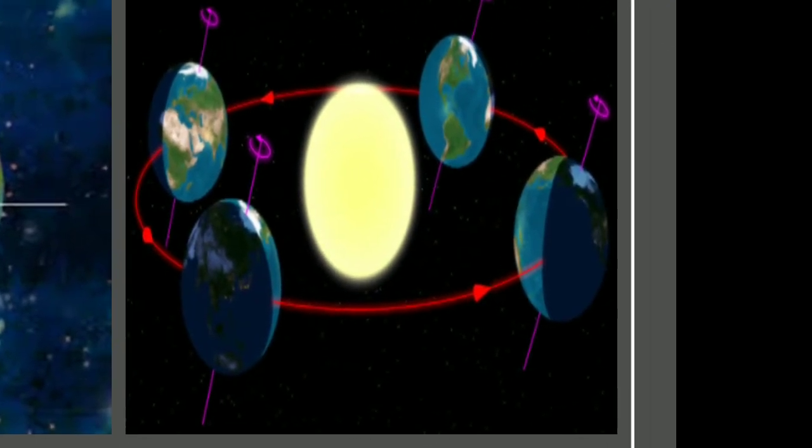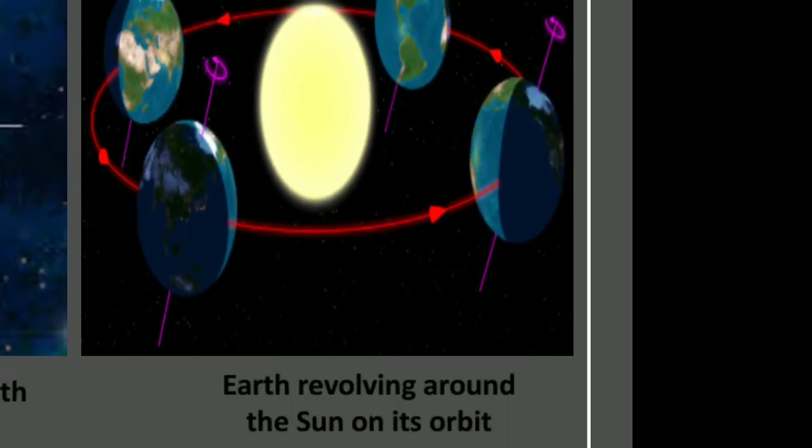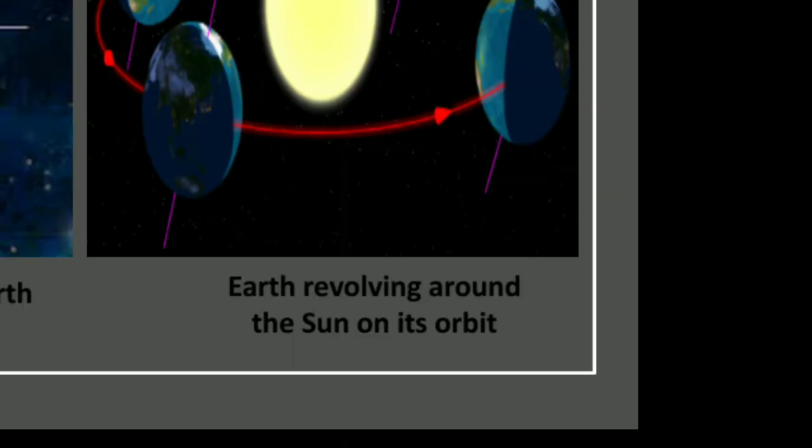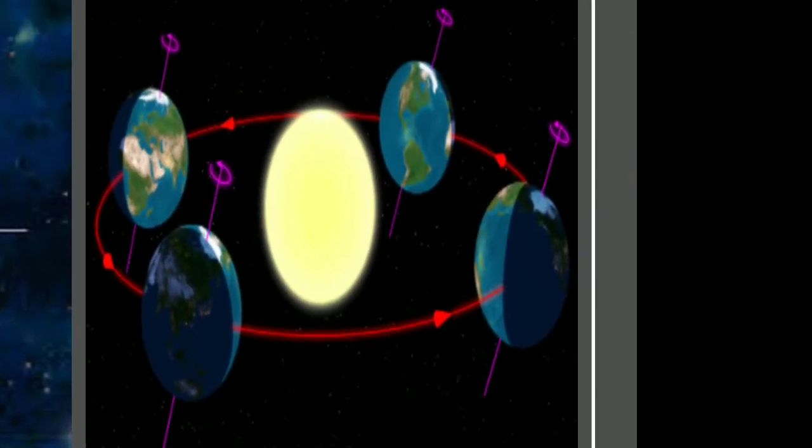Now this is the second picture where you can see how the earth rotates and revolves around the sun. So the earth rotates on its axis. You can see the pink spinners. So this is how the earth rotates, and on the red line or the red circle, the earth revolves around the sun.